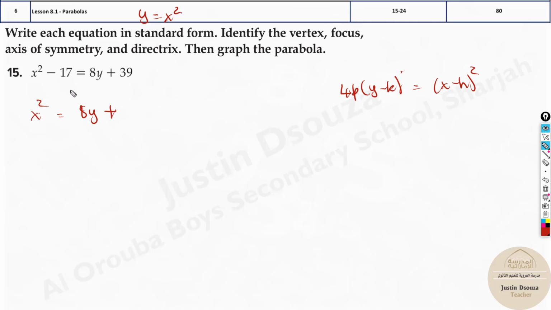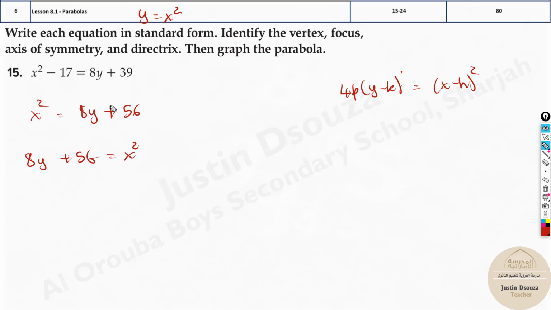Now here, when you take this minus to the other side, it becomes plus 17. So adding that, it will be 40 plus 16, which is 56 here. Now we're not changing signs or anything. Don't think you're changing sign. I'm just writing this part first: 8y plus 56 is equal to x squared.